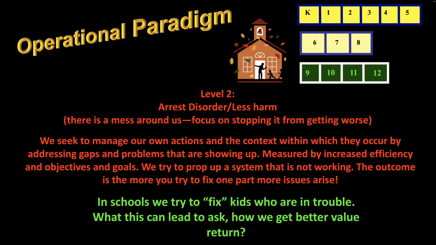But in schools, we try to fix kids who are in trouble. That's what that paradigm's about. What can this lead to? Ask, how can we get better value for return? That's what communities want to know. If you're a taxpayer, you know that. You want to know where your money's going. I know the majority of my property tax goes to my school system. That's how our systems work. So I want you to think about the operational paradigm that is present within learning within a community, which is nested in these things that we call schools today.